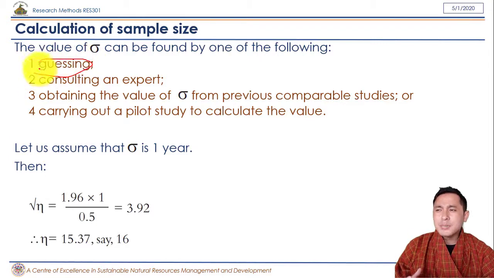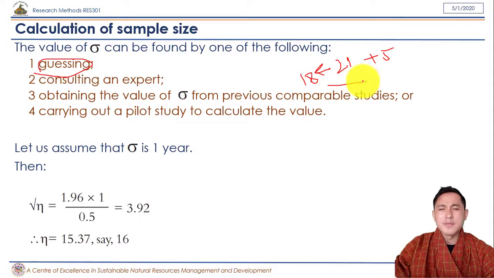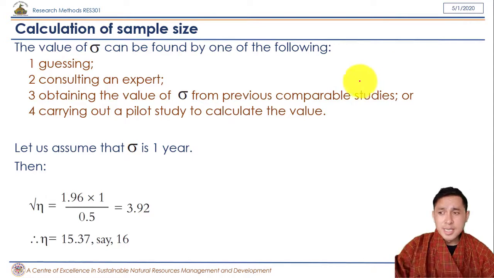For example, that class may have an average age of around 21, and some people are in service, so maybe they are 5 years older than the general students, and some students are just 3 or 4 years older. Some students, the youngest ones, are around, let's say, 18. So from here itself I can calculate the standard deviation. So you can basically guess.